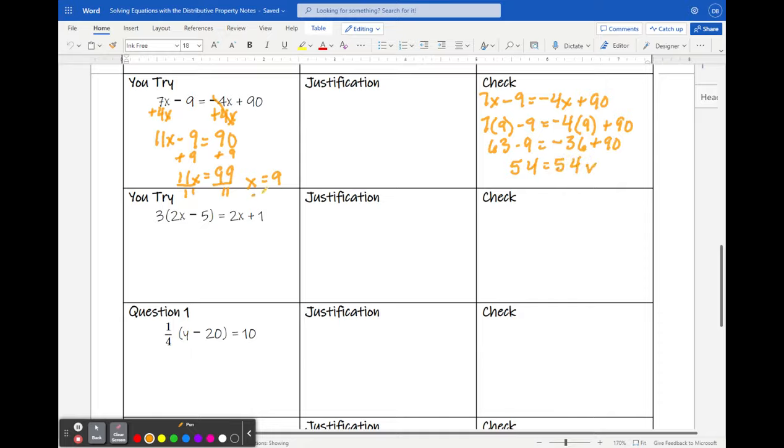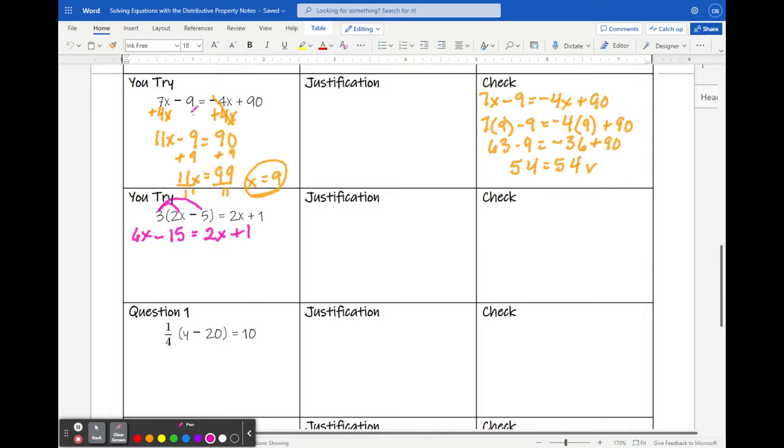It checks out. So you should have gotten x equals 9. How did you do? Okay, well, if you got stuck, make sure you ask questions in class. The you try 2, we do have some distributing, so we're going to start with that. Distribute 3 times 2x would be 6x. 3 times a negative 5 would be minus 15 equals 2x plus 1.